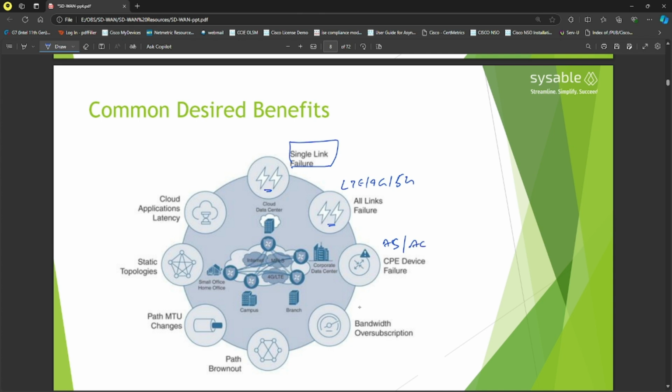Bandwidth oversubscription, you can implement quality of service, but again, with high bandwidth nowadays, internet at 1000 Mbps is nothing. It will cost you around $300 only. So bandwidth is now much cheaper compared to a decade ago. Path brownout, path MTU changes, static topology. Again, topologies means you can configure anything. Cloud application latencies, again, it all depends upon how you configure the branch devices to access the cloud applications. So with the new solution, there are many benefits because we have many alternative solutions in that one.